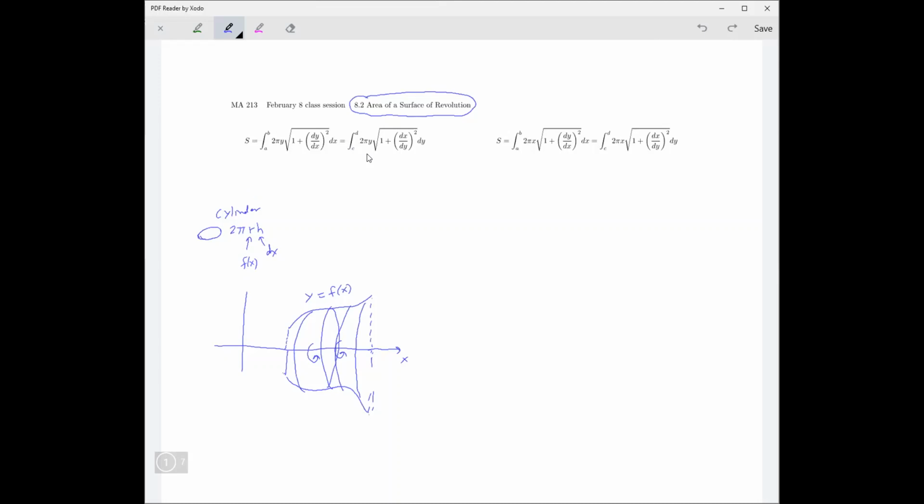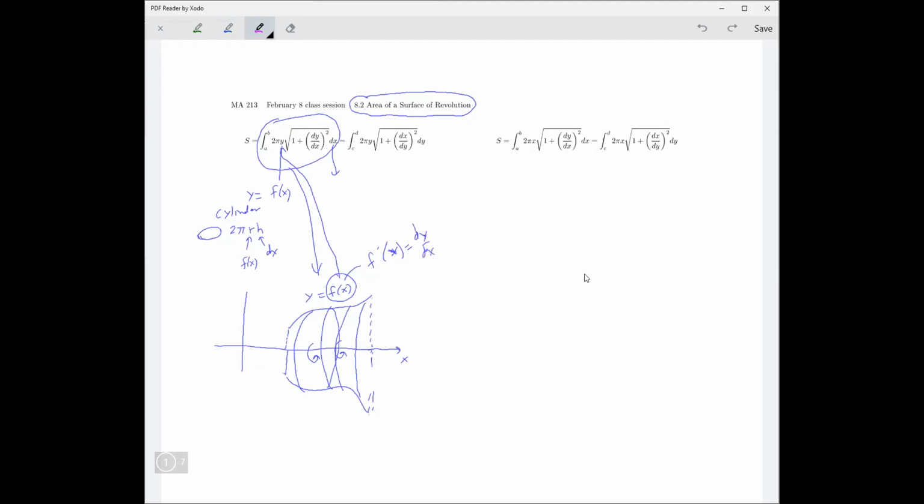And so what we would do is we would use this first formula for this situation. And this y here would be replaced with f of x. So this f of x would go right into there, and then you have the dx. And then dy dx would be, you take the derivative with respect to x, and that would be dy dx. So that's this situation here.